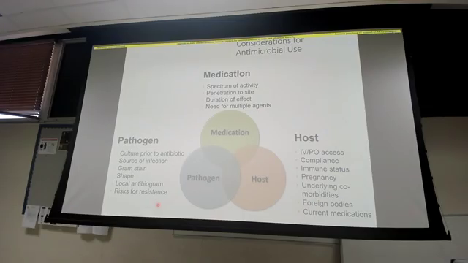Your ID department will be very good with helping you with this if you're not sure about it. And then your host, I've kind of been talking about your host while I was talking about your medications already, because it all blends in together, right? Do I want to be in the hospital?